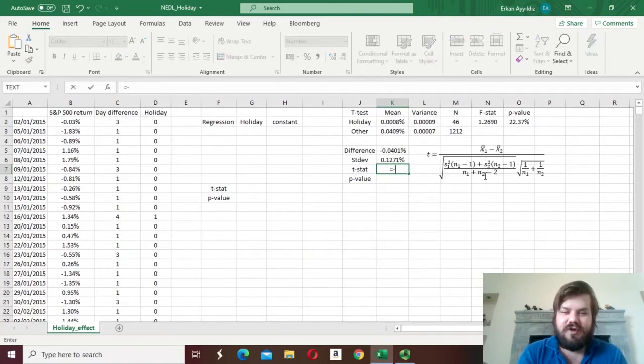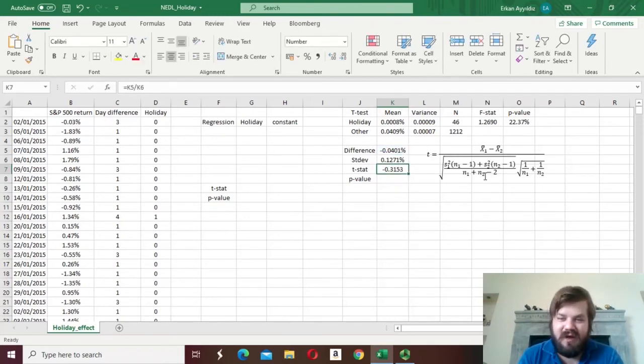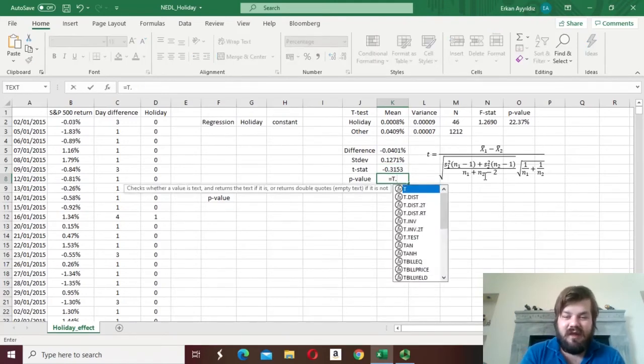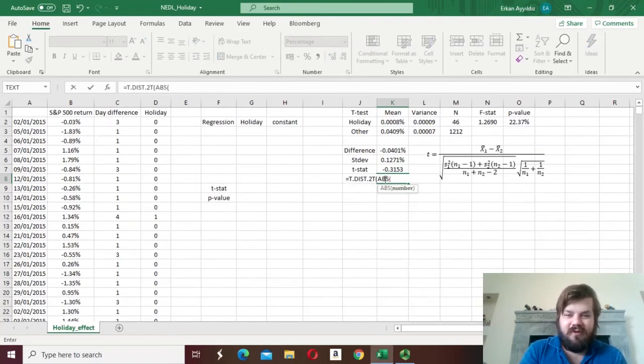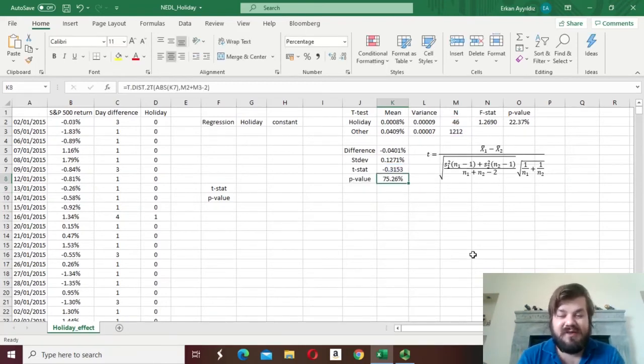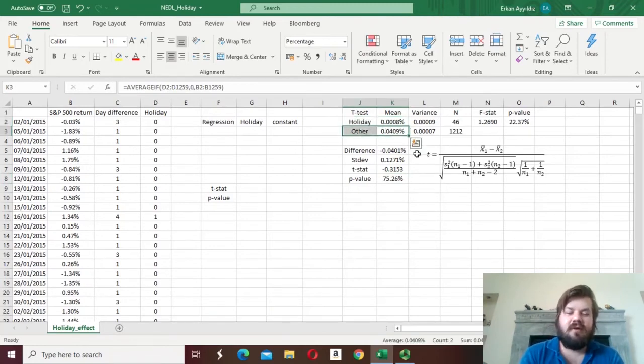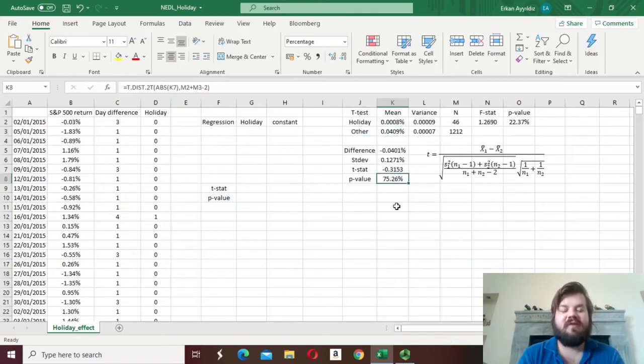Now we can figure out our t-stat, which is just the difference divided by the respective standard deviation, and we get a relatively low negative t-stat of -0.32. And now to convert it into a p-value, we need to apply the two-tailed t-distribution function, input the absolute value of the t-stat as our x-value, and input the adjusted number of observations as the degrees of freedom. So we have 46 plus 1212 minus 2. Closing the bracket, pressing enter, and we get 75.26%, which means that the probability that the returns on holidays are lower than the returns on all other trading days is below 25%. It means that we can reasonably assume that there is no holiday effect indeed on the US market in the past 5 years. It means that the anomaly has effectively disappeared.